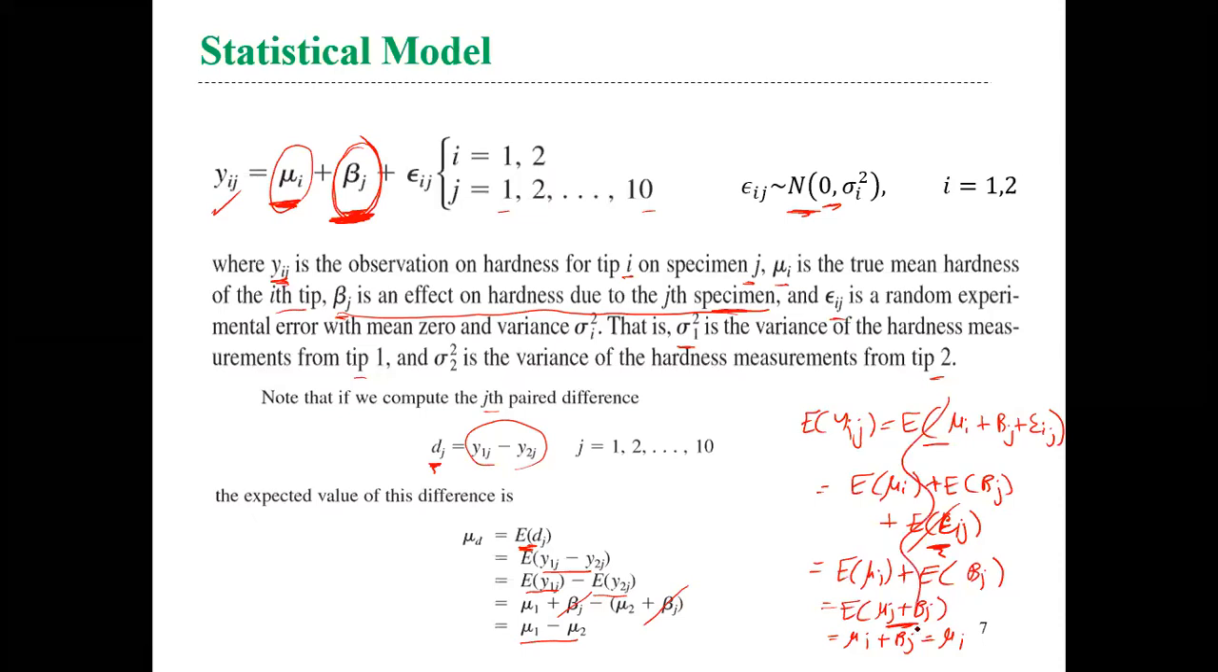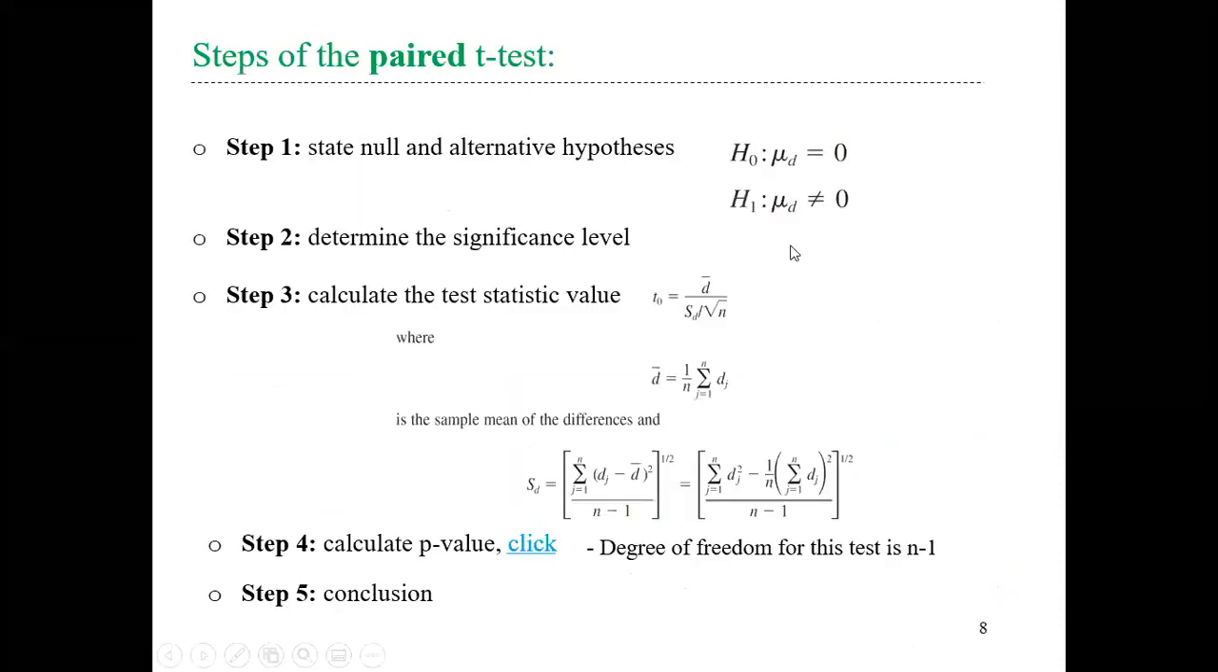You don't need to work with this derivation, just be familiar with the idea that working with these differences is the same thing as working with the difference of the means. This guy is an unbiased estimator for the difference between the two population means. So this is a statistical model. Now let's work with the test statistic.